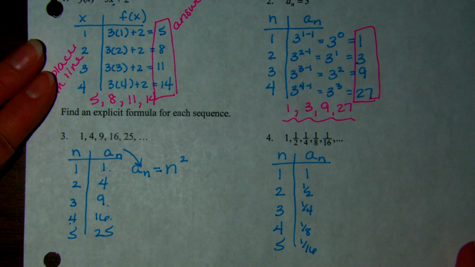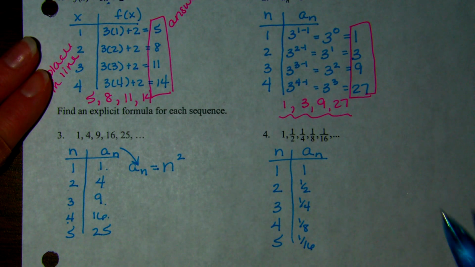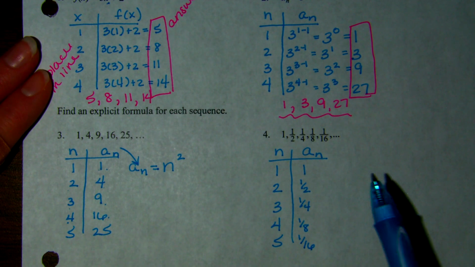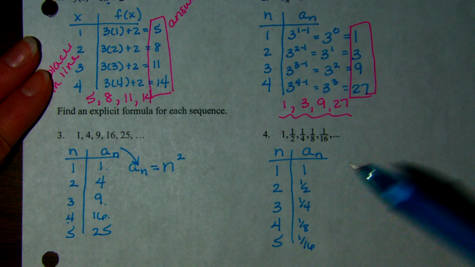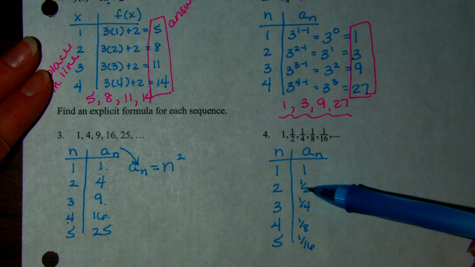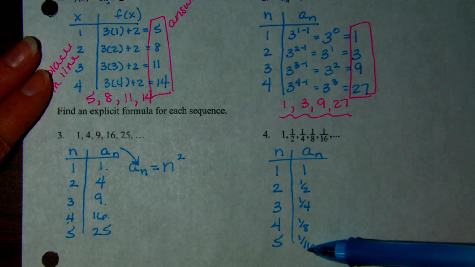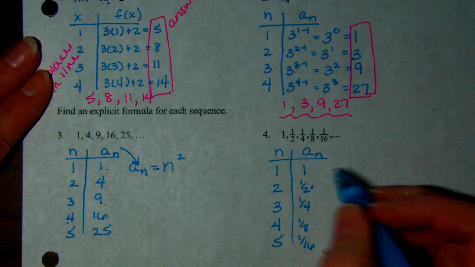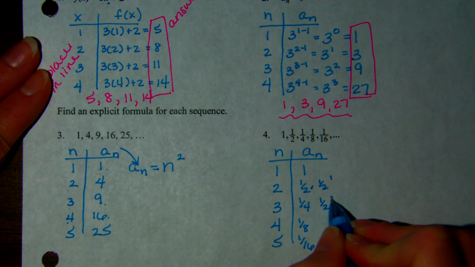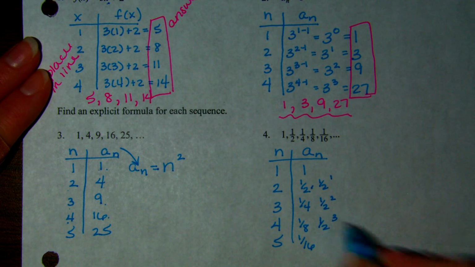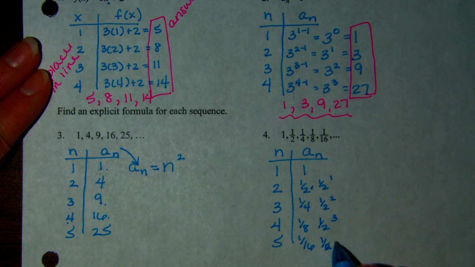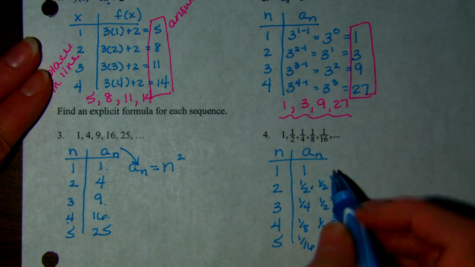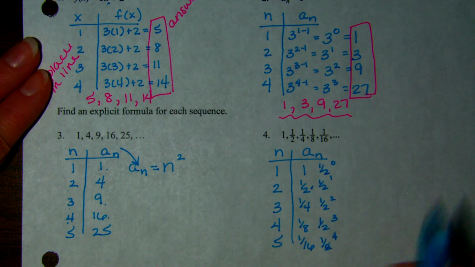And this is a little more complicated, but we can still see sort of a relationship. So I'm looking at these numbers over here, and I notice that 1/2, 1/4, 1/8, 1/16, those are all powers of 1/2. 1/2 to the first power, 1/2 squared, 1/2 to the third, 1/2 to the fourth. And in fact, 1 is 1/2 to the 0 power.